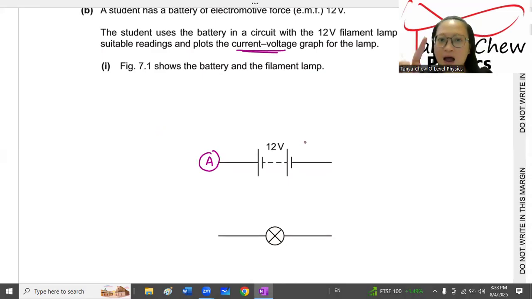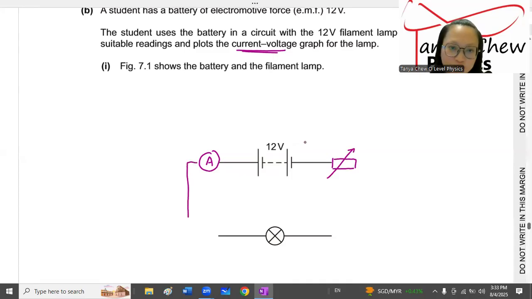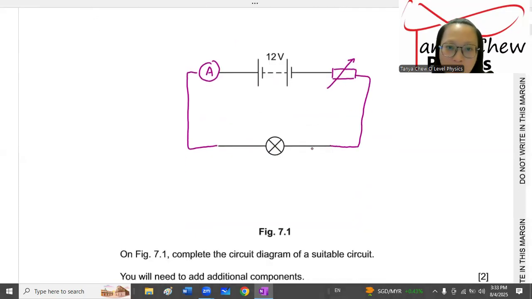And then since I need to plot the graph, I have to vary the value of the current. So that is why I use a variable resistor. So this is the additional apparatus that I need. And of course, I want to measure the potential difference across the lamp. So I connect a voltmeter in parallel.